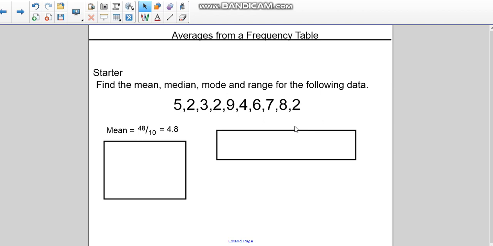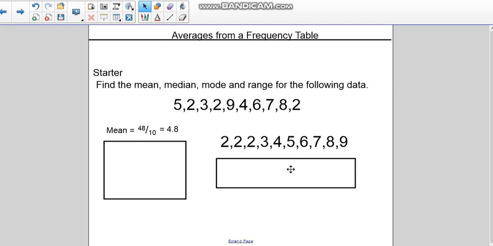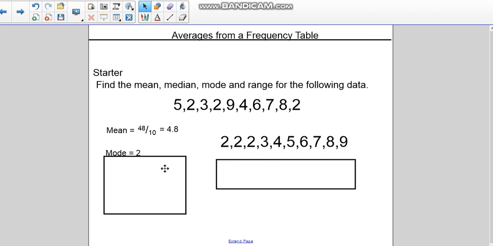Then to find the mode and the median, the best thing to do is to put this data in order. So I've done that here, so we've got 2, 2, 2, 3, 4, 5, 6, 7, 8, 9. Remember the mode is the number that occurs the most, and I've got 3 2's there, so the mode is going to be 2.